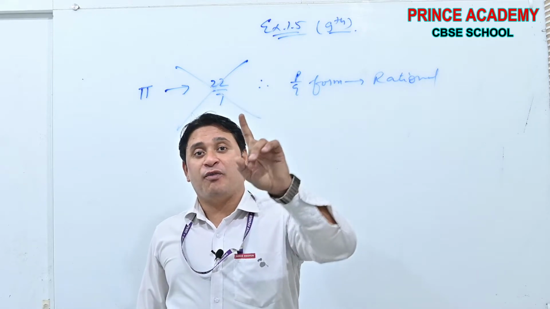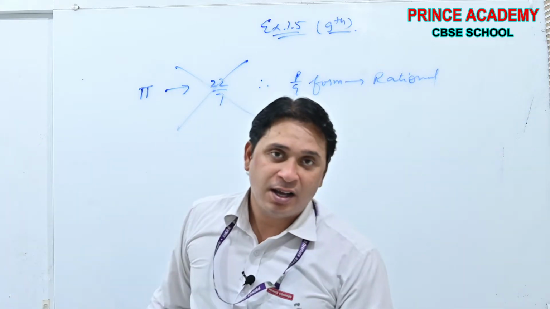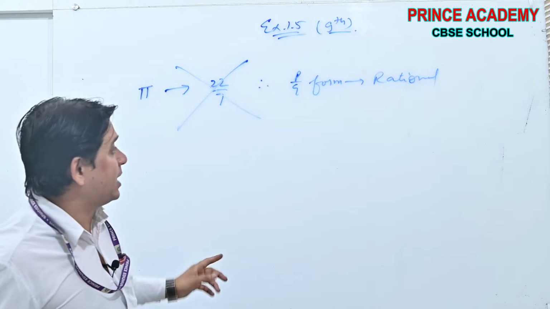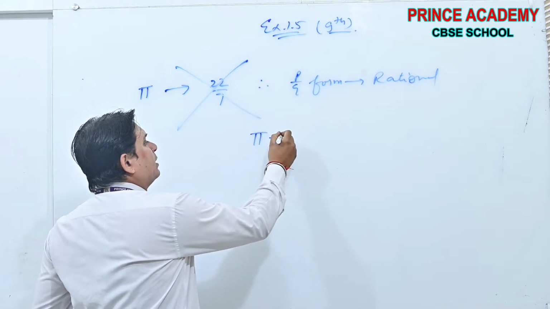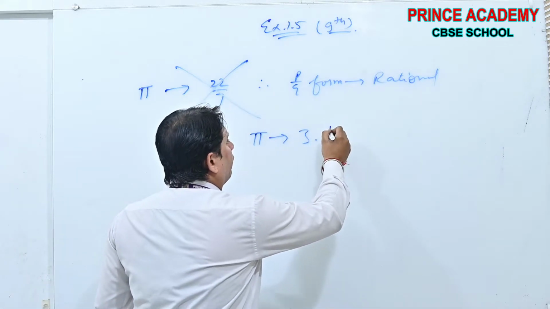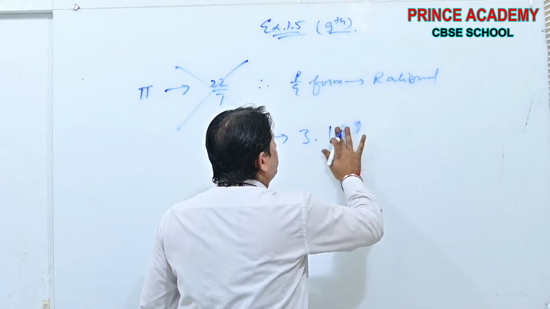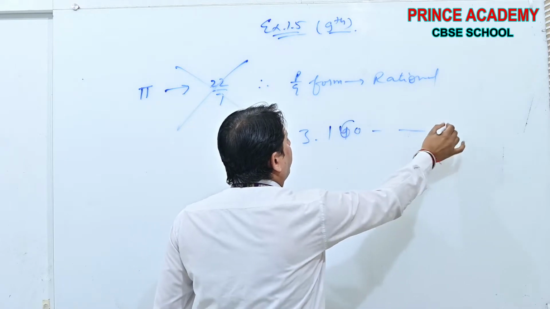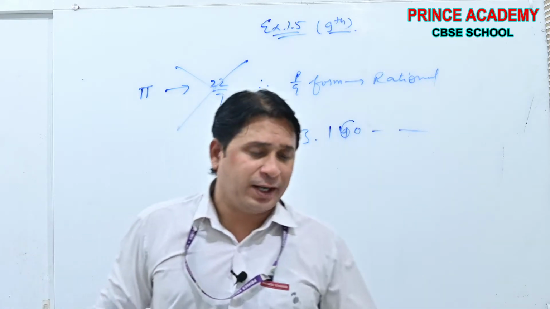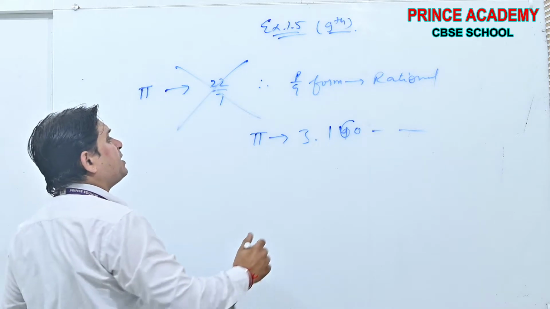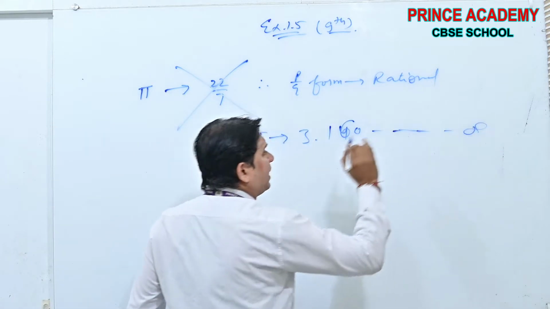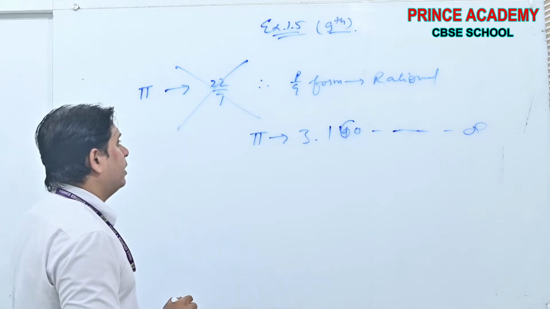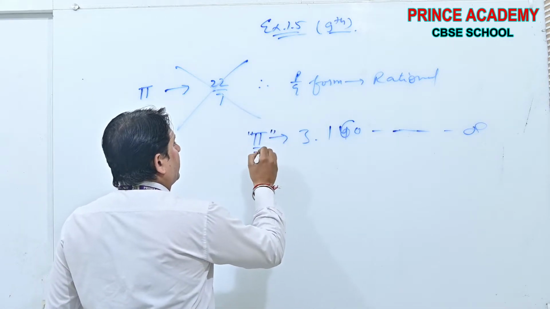It created the difference of 99 and 100. Why did it happen beta? See, the value of pi is 3.14 and whatever it was, and it is beta non-repeating and non-terminating. This is the value of pi.